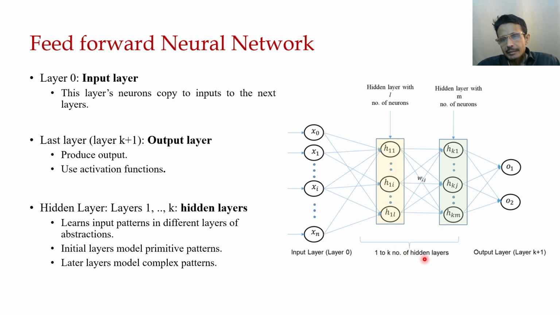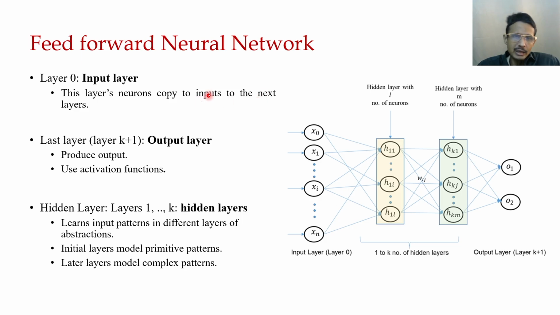Layers 1 to k: the first layer has L neurons, and the kth layer may have m neurons. So the hidden layers may not have the same number of neurons. And this is the output layer. The output may be 1, 2, or more. So this is the very naive architectural description of this neural network, or multi-layer perceptron.